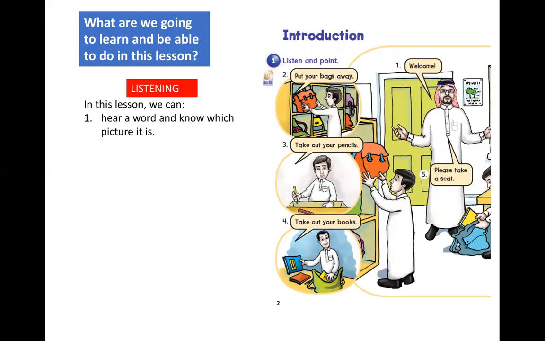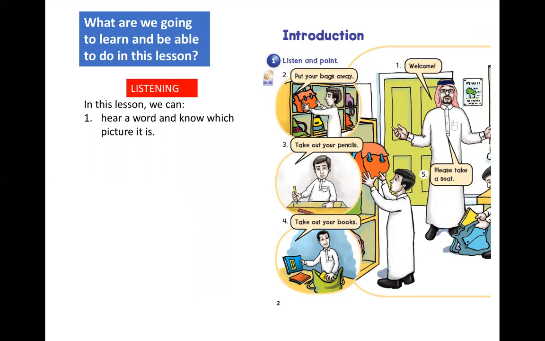So let's start with listening. In this lesson, we, the students, can hear a word and know which picture it is. So we're going to start with the words that appear here on the page, but we're only going to do it in a listening format. We're not going to do it in writing. This is called language. When people listen and speak, it's called language. In a later lesson, we will do it in print.